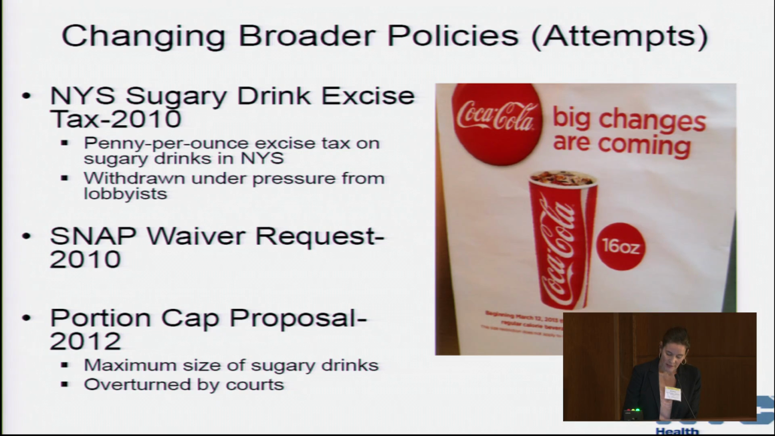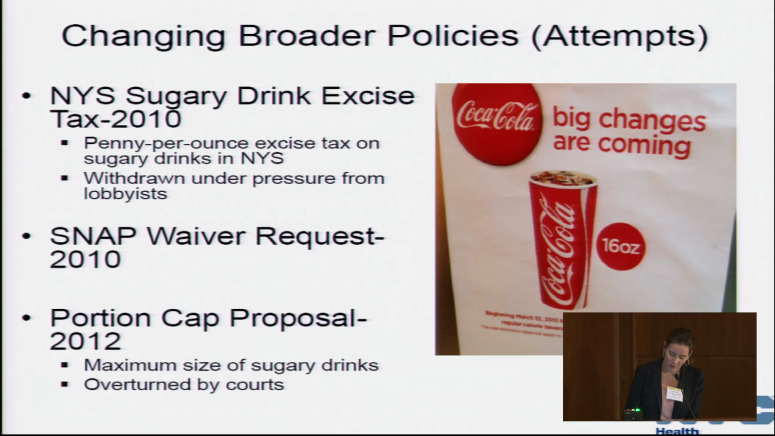In 2010, as has been discussed, New York City did make a request to USDA to conduct a 2-year pilot project that would have eliminated sugary drinks from the allowable purchases with SNAP benefits. We sought to conduct an evaluation. USDA ultimately denied the request in 2011.